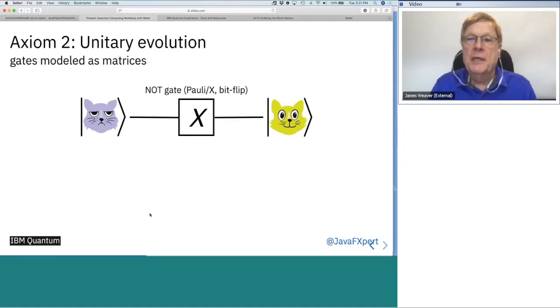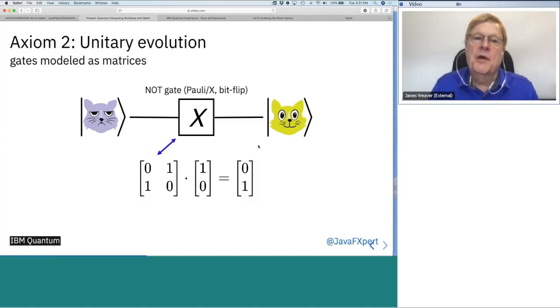Now, the really neat thing about quantum mechanics, or one of the neat things, is that you can model these evolutions of quantum mechanical states with a very elegant subset of linear algebra. So here, this X gate is modeled as a 2x2 matrix. And so we can take our grumpy cat, remember 1 on the grumpy axis, 0 on the happy axis. We can multiply that by this X matrix.